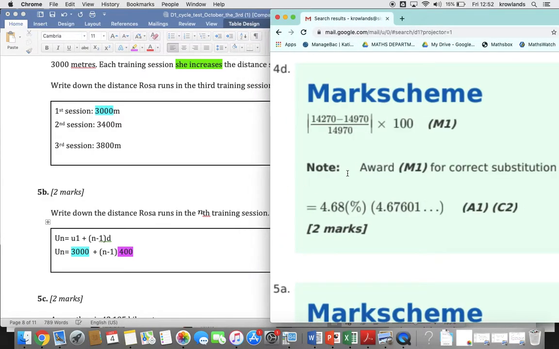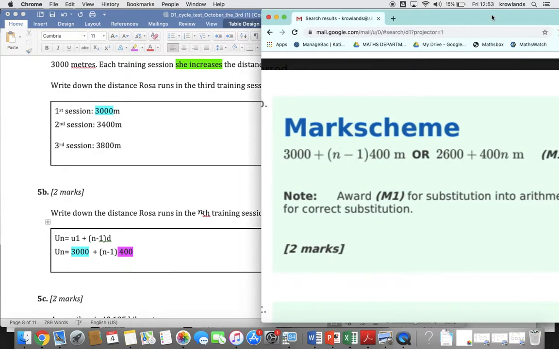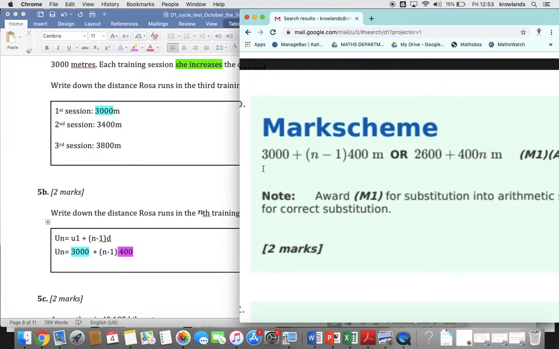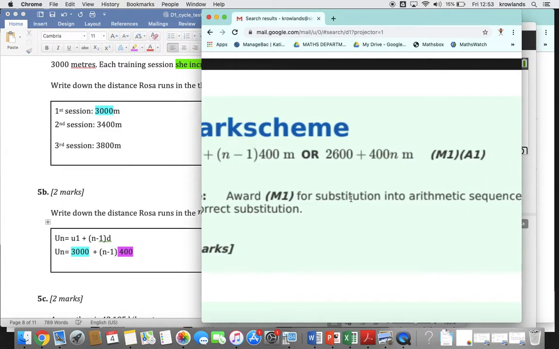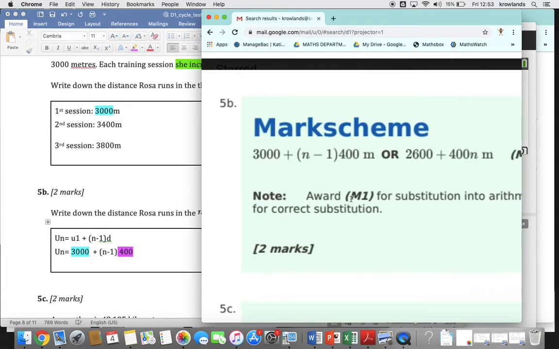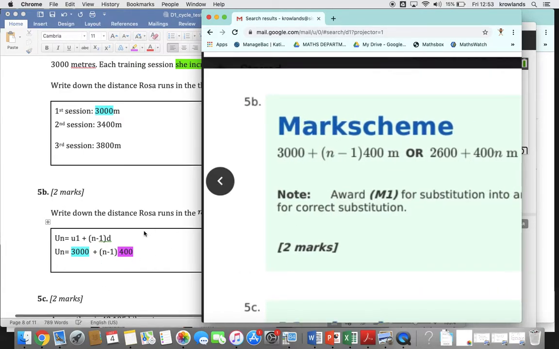If it asks you to simplify, you would write this. Some people did do that successfully, well done. But don't worry if you just leave it as the one on the left. So you get 1 mark for substituting into the arithmetic sequence, and so having a go at putting the right numbers in, and 1 mark for the correct substitution.